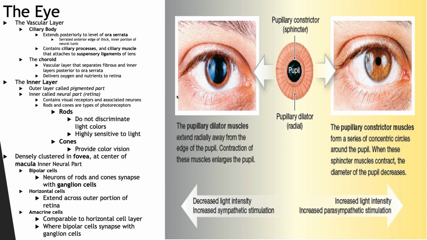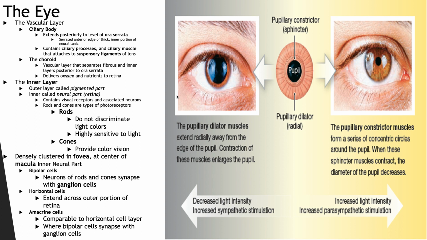So the vascular layer, or the uvea, is a pigmented region that includes the iris, the ciliary body, and the choroid. It contains numerous blood vessels, lymphatic vessels, and intrinsic muscles of the eye. This middle layer, 1, provides a route for blood vessels and lymphatics that supply the tissues of the eye.